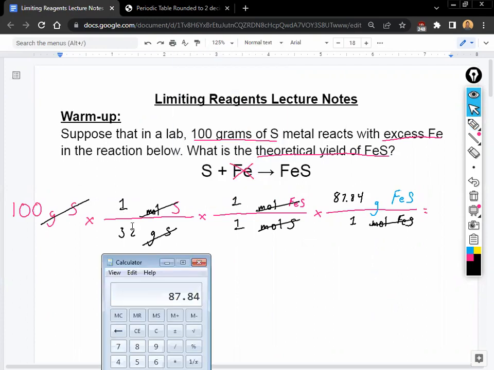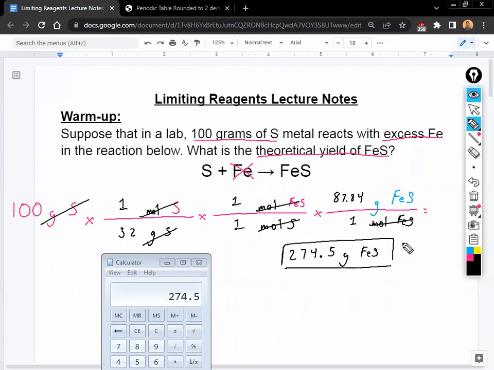Okay, now we're just going to plug and chug into the calculator. 100 divided by 32 times 87.84, and we'll get a final answer of 274.5. And that's going to be grams of FeS. All right, any questions about that part? Hopefully that wasn't too bad. We're just reviewing what we've been doing.